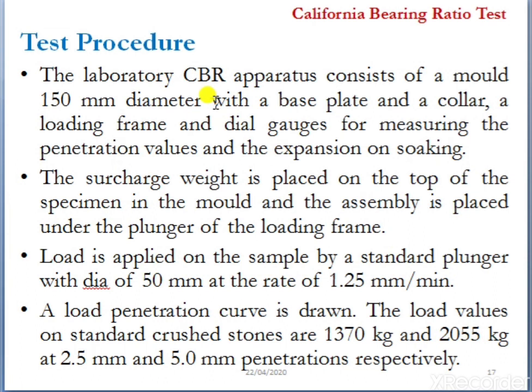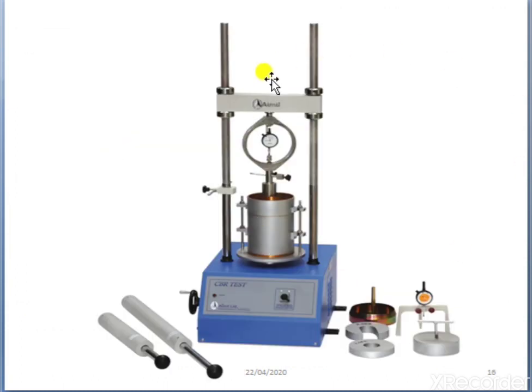Now coming to the test procedure. So how is the soil which is collected from the site tested in the laboratory? The laboratory CBR apparatus consists of a mold of 150 mm diameter with a base plate and a collar, and a loading frame and a dial gauge for measuring the penetration value and expansion on soaking. So this is an instrument which is used to determine the CBR value.